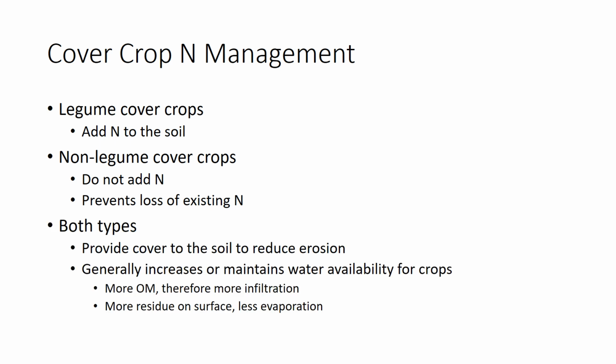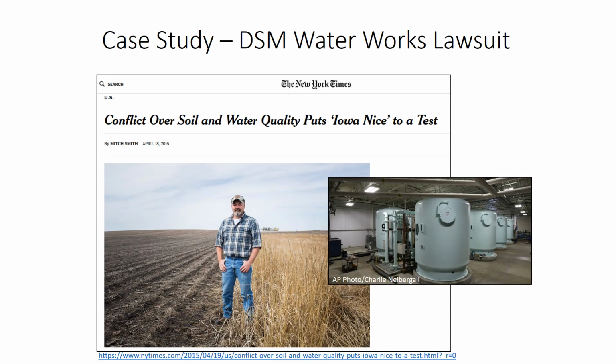With both types, we're going to have some improvement in terms of soil erosion, so we'll have less erosion overall. And in most cases, it's also going to increase water availability for the cash crop because it's building structure and increasing infiltration, and also shading the soil during times of the year where it might otherwise be evaporating. And also we have more residue on the surface and less evaporation.